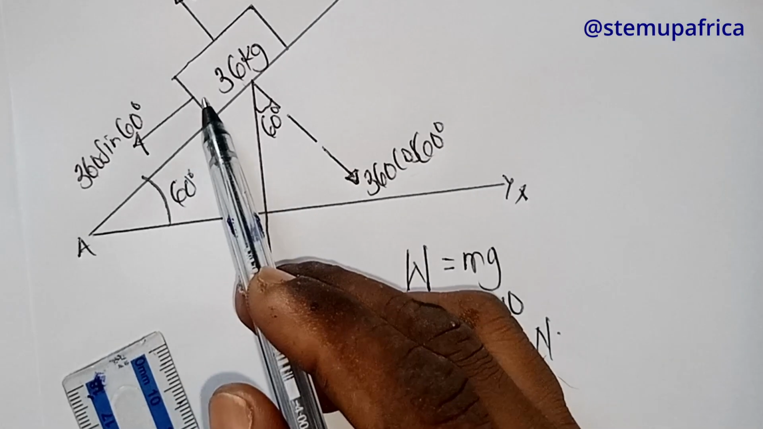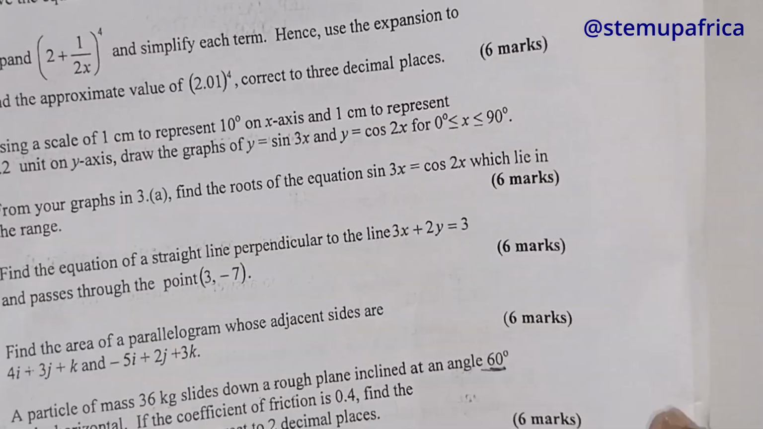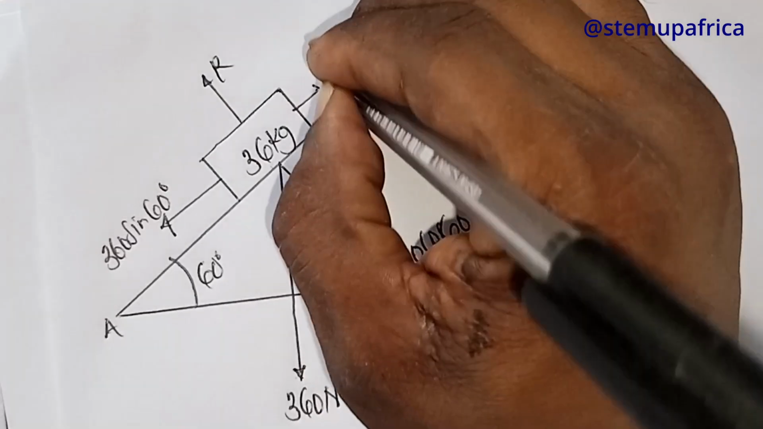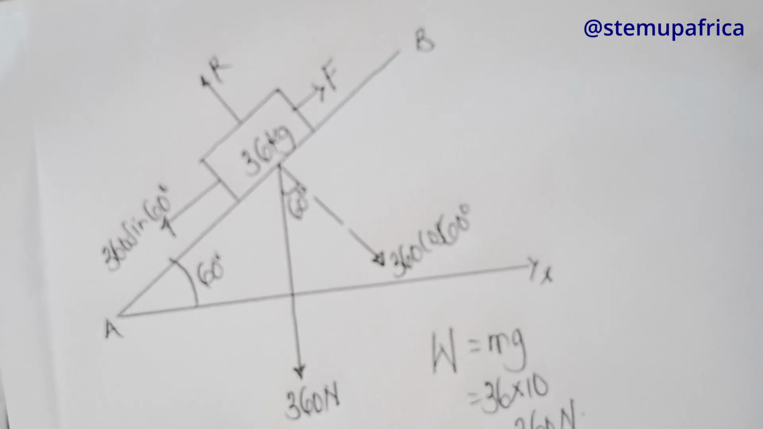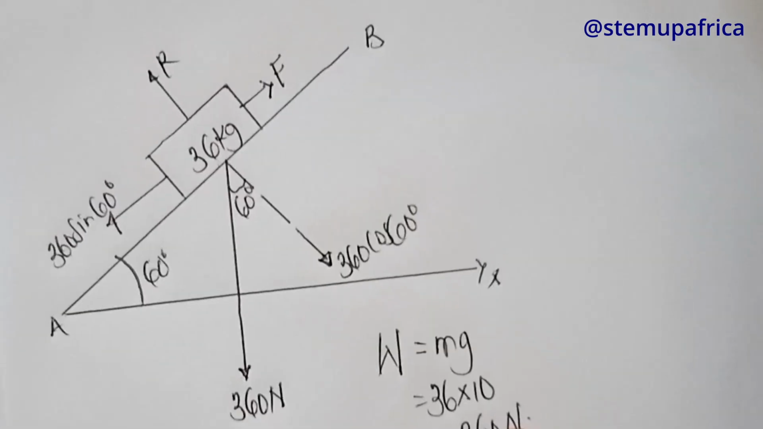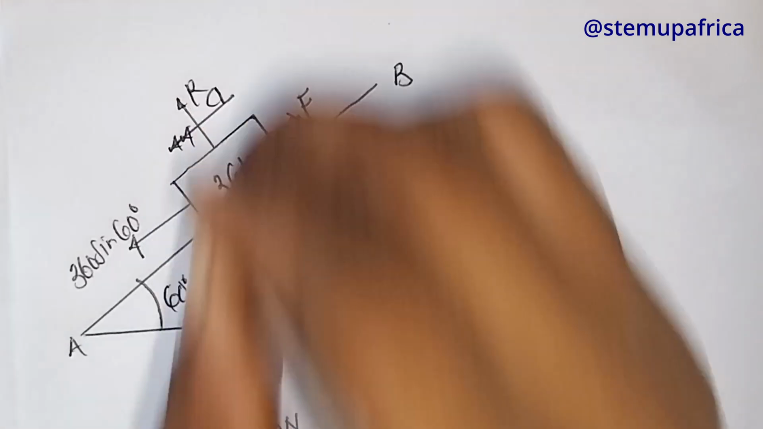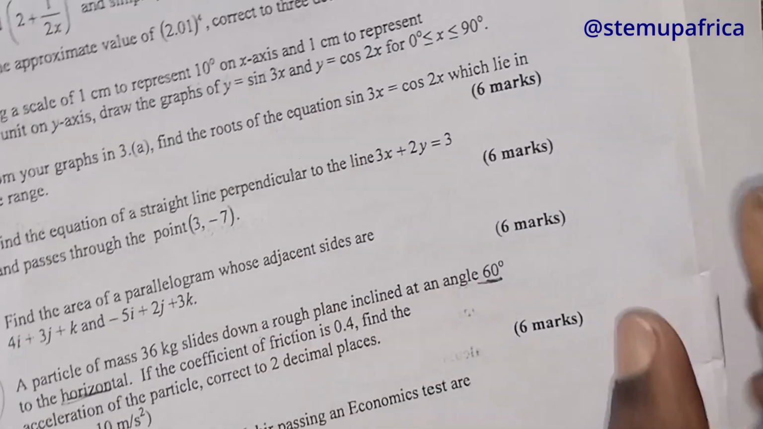Since the body is sliding down, according to the question, this 36 kilograms is sliding down, so it is moving this way. Frictional force will oppose that motion. That's one of the laws of friction: frictional force opposes the direction of motion. So we agree that the body accelerates in this manner. This is now the free body diagram of the question given to us.